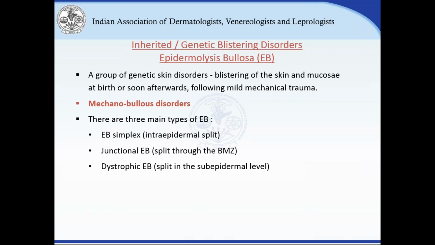It is visible at birth or very soon afterwards, as happens in most genetic disorders, and they are known as mechanobullous disorders. The reason they're called mechanobullous is because the blisters form after trauma, that is, after some mechanical stimulus, and they are of three main types. Epidermolysis bullosa simplex, where the split is intraepidermal. Actually, it is in the stratum basale, the lowest part of the epidermis. Junctional epidermolysis bullosa, where the split is at the level of the basement membrane zone, and dystrophic epidermolysis bullosa, where the split is subepidermal, just underneath the basement membrane zone. So simplex, junctional, and dystrophic.